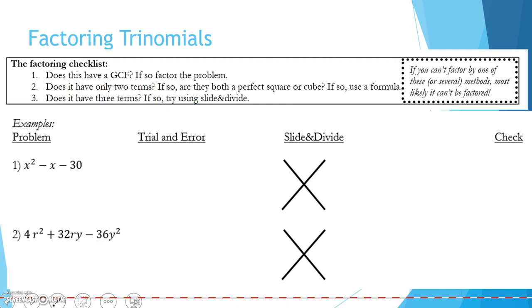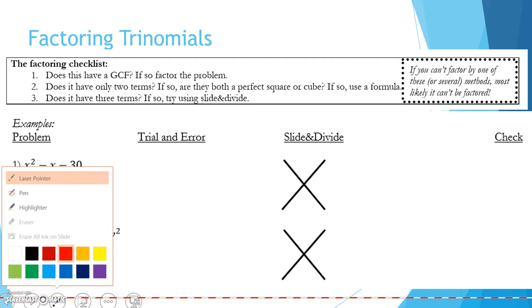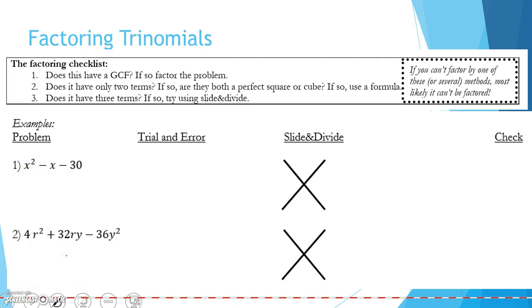If they are perfect squares or cubes, you use one of the formulas you learned in the last video. If it doesn't have two terms, if it has three terms, you use slide and divide. So look at the first problem. We have 1, 2, 3 terms. The first thing I check for is, does it have a GCF? In this case, it does not have a GCF.